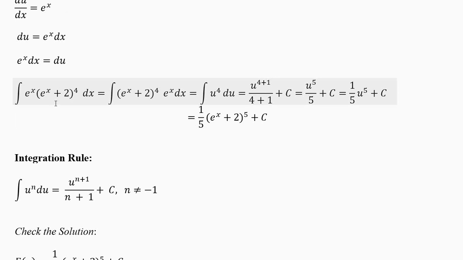Now look at your integration. You have e^x with dx, so you have e^x dx, and before that you have the bracket to the power 4. Now the bracket equals u, so you have u^4, and e^x dx is du. So you have u^4 du. N equal to 4, you have u^(4+1) divided by (4+1), u^5 by 5, which is better written as 1/5 u^5. And your answer is 1/5 (e^x + 2)^5 + c.